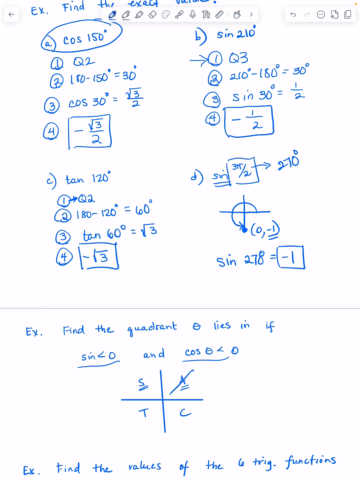That eliminates quadrant 1. Because sine is less than 0, it eliminates quadrant 2. All right, so sine is negative, eliminates quadrant 1 and 2. Cosine being negative, or cosine is less than 0, eliminates quadrant 4 and 1, but we'd already eliminated 1, which means the only quadrant that this could possibly be is quadrant 3.